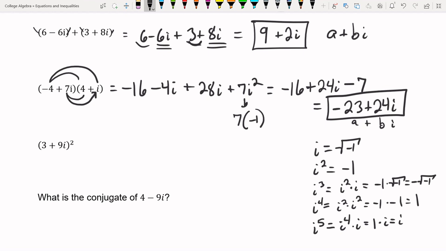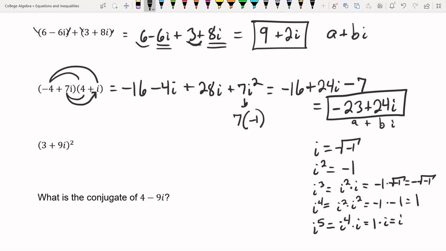And we have what's called cyclic behavior. i is the same thing as i to the fifth, which is the same thing as i to the ninth, the same thing as i to the 13th, and so on and so forth. i squared is the same thing as i to the 6th, and so on. It's this unique number. It's hard to explain what the actual value is, but it's very unique.